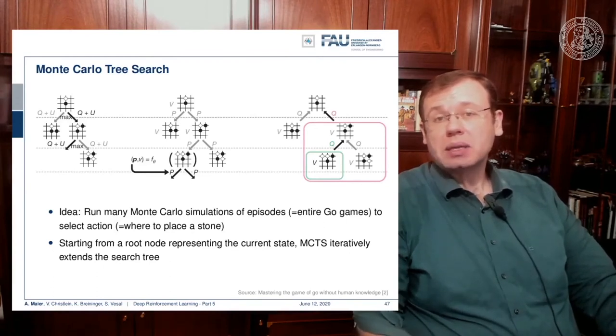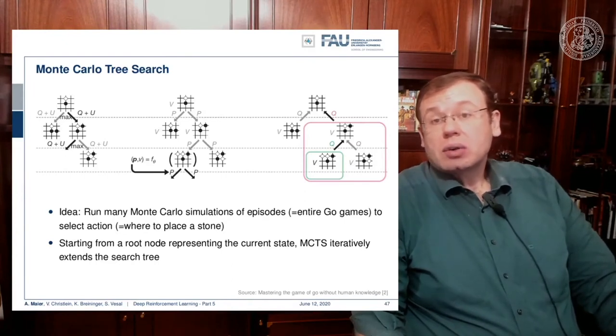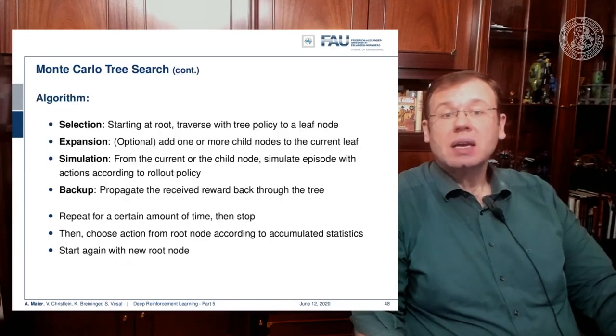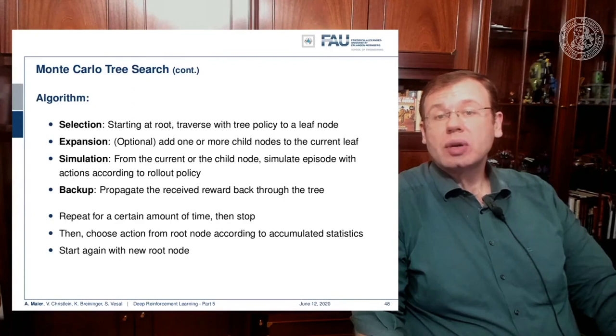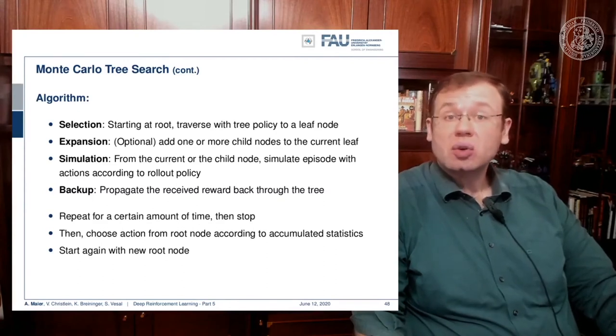So you try to look a bit into the future and follow moves that are likely to produce a higher state value. You start from the root node, which is the current state, and then you iteratively do that until you extend the search tree to find the best future state. So here's the algorithm. You start at the root, you traverse with the tree policy to a leaf node, and then you expand and add one or more child nodes to the current leaf, probably the ones that have valuable states, and then you simulate episodes from the current or the child node with actions according to your rollout policy. So you also need a policy in order to expand here.